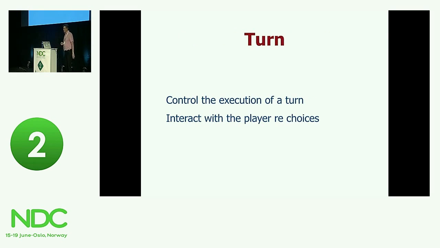And then the turn. The turn is actually controlling the execution of a turn from a player. And it interacts with the player regarding choices during the turn. And it can actually also interact with other players than the one placing a tile, because you saw the merger thing, then you have to ask people and all these things. So what's a good behavior for this one? This is not a trick question. There's four behaviors to choose from. Any takers?